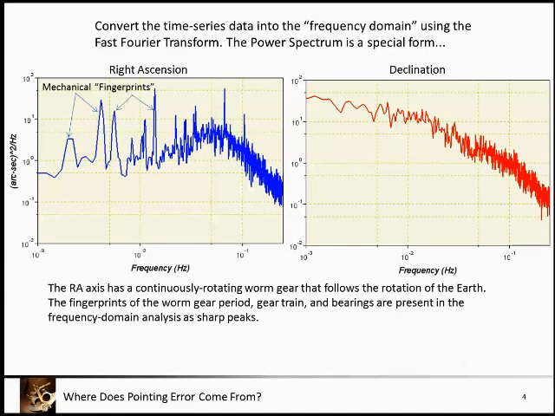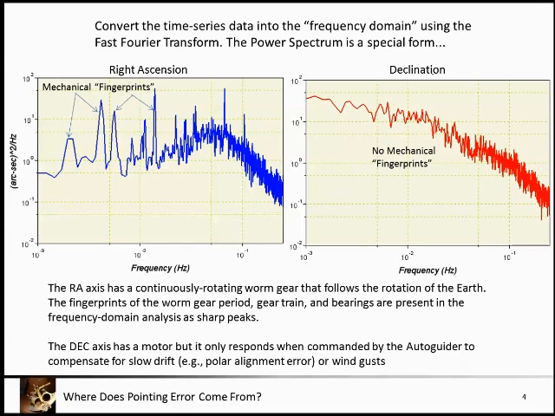Can you open up the mount and point to a particular component and say that component is responsible for that peak? That's our objective here. And more importantly, perhaps, is to identify which, if any, of these peaks is important. Which of these peaks is more important in terms of the pointing error than another, implying which component within the mount is more important to pointing error than another.